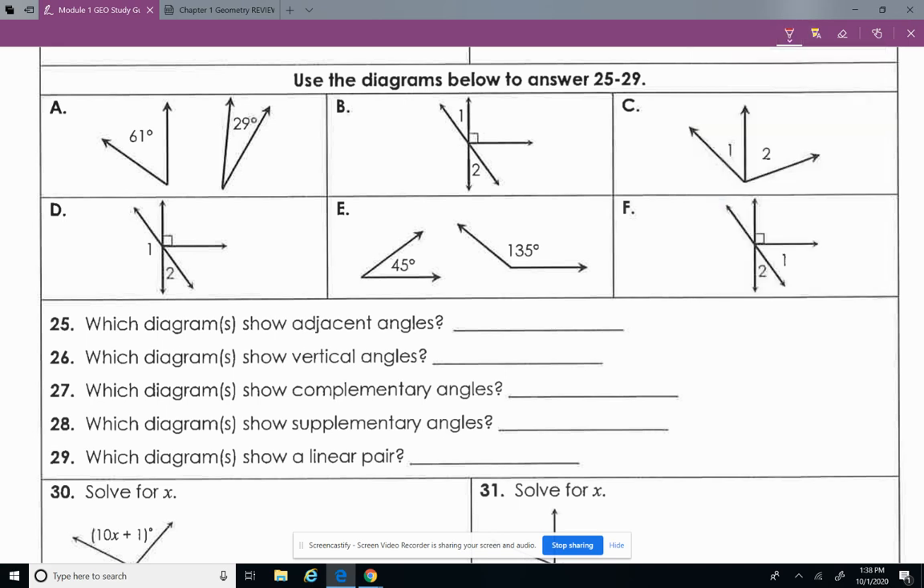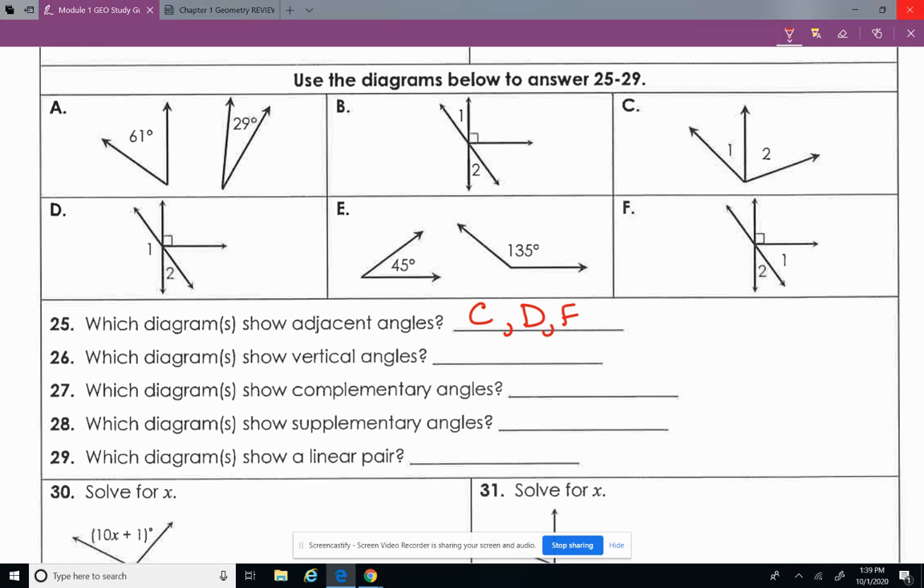All right, adjacent angles. So we know for sure that C, these are adjacent angles. We know that D, that angle 1 and 2 are adjacent angles. And for F, we know that angles 1 and 2 are adjacent angles, because adjacent angles have a common side that they share and a common vertex that they share.